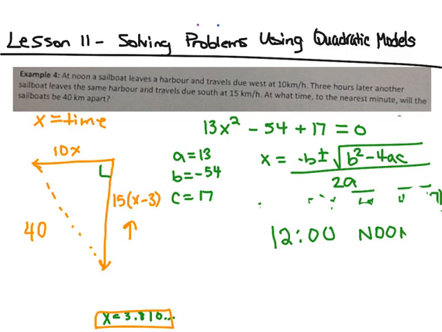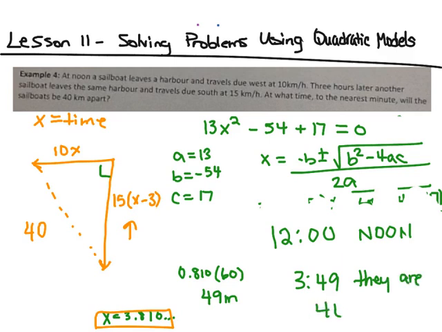So we need to change 0.810 into minutes. So we're going to multiply it by 60, and you should get 49 minutes. So 3 hours and 49 minutes later, at 3:49, they are 40 kilometers, not meters, apart. Don't forget that 0.81 does not mean 81 minutes. It's 0.81 of 60 minutes. Don't forget that.